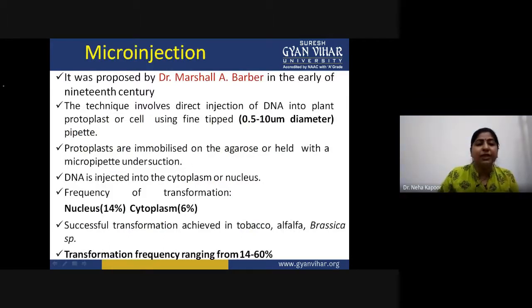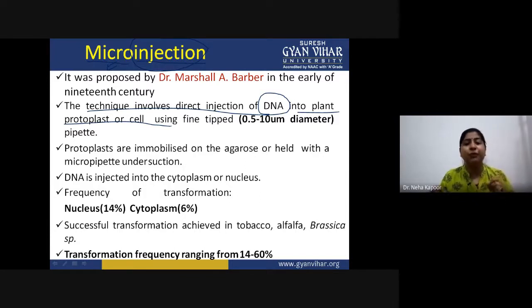Then there is microinjection. This technique is also a very important technique which we use regularly in laboratories. It was discovered by Dr. Marshall in the early 19th century. As the name suggests, microinjection: first of all, there is some sort of injection that we would be using, and micro means at a very small scale. This technique involves direct injection of DNA or a foreign gene of interest into the plant protoplast or cells using a fine tipped pipette.